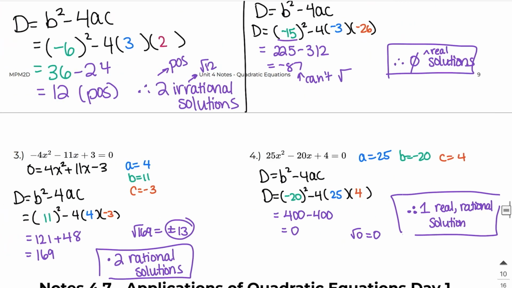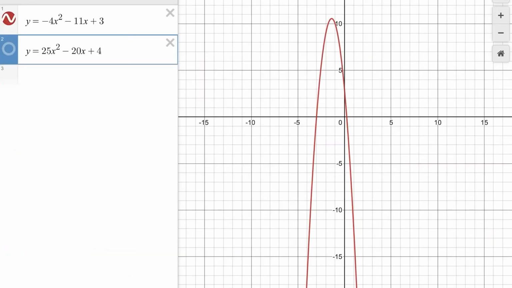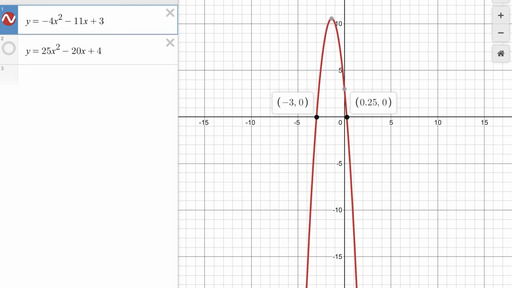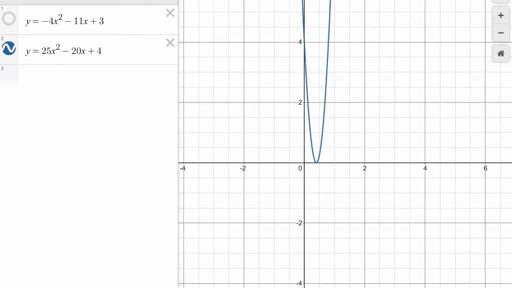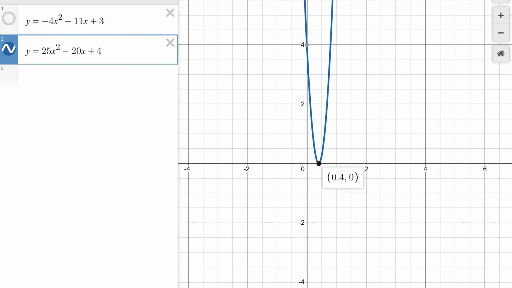Okay, let's get a visual on both of these examples. So in our third example, where our roots are, we can see there are two roots and they are rational roots. -3 is a rational number. 0.25 is also a rational number. So here we get two rational solutions. In this one, we can see that it crosses the x-axis one time, and it is also a number that is rational because 0.4 is a rational number. It's not this crazy wacky decimal that goes on forever without a pattern.